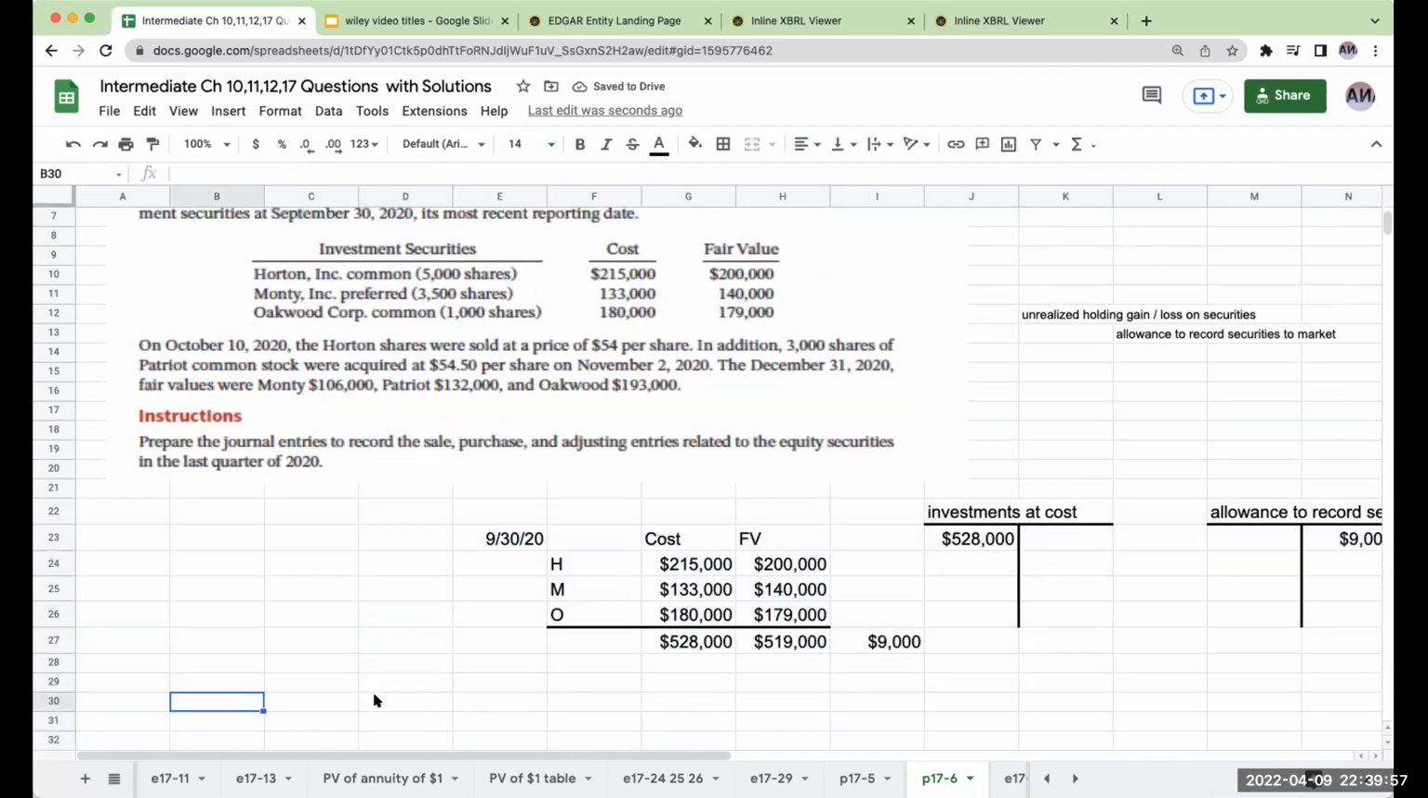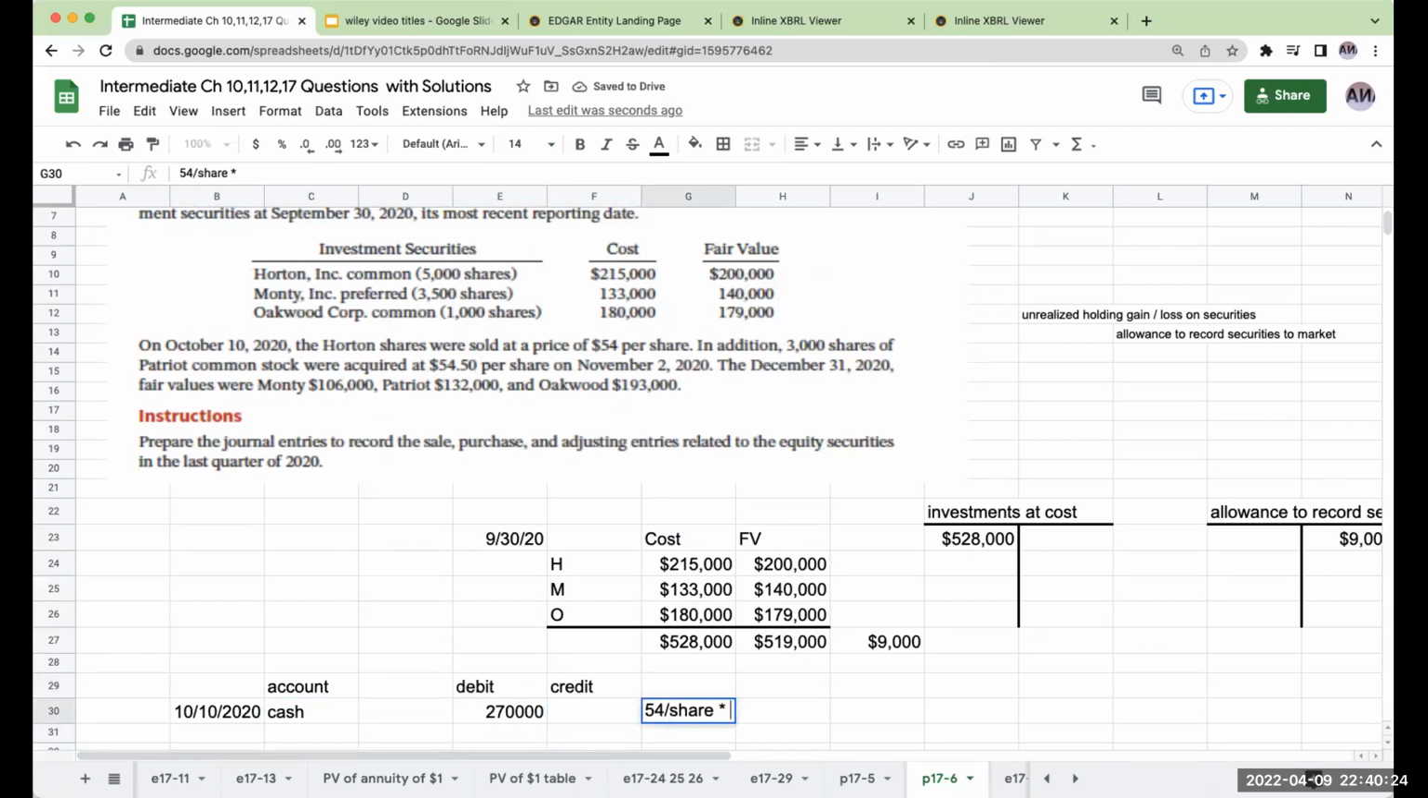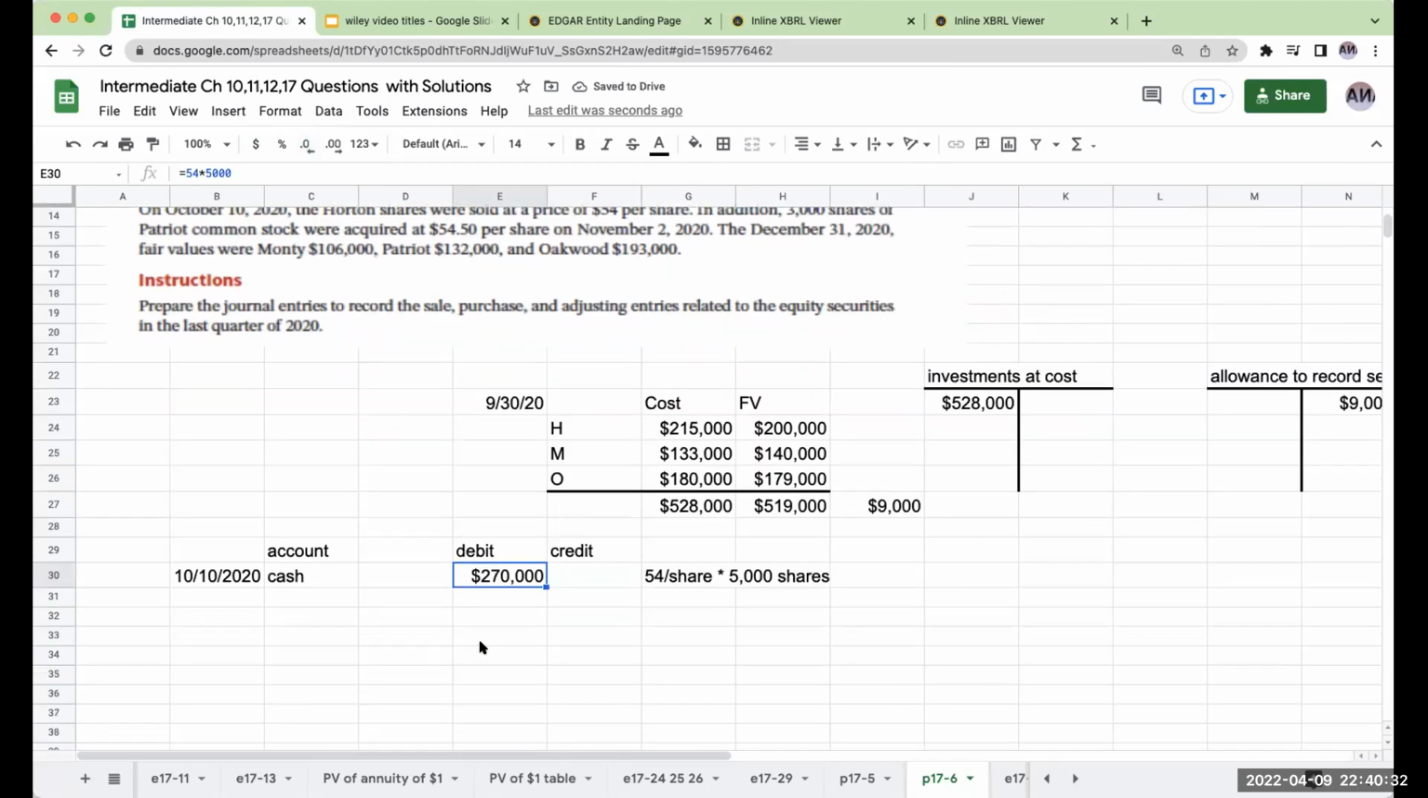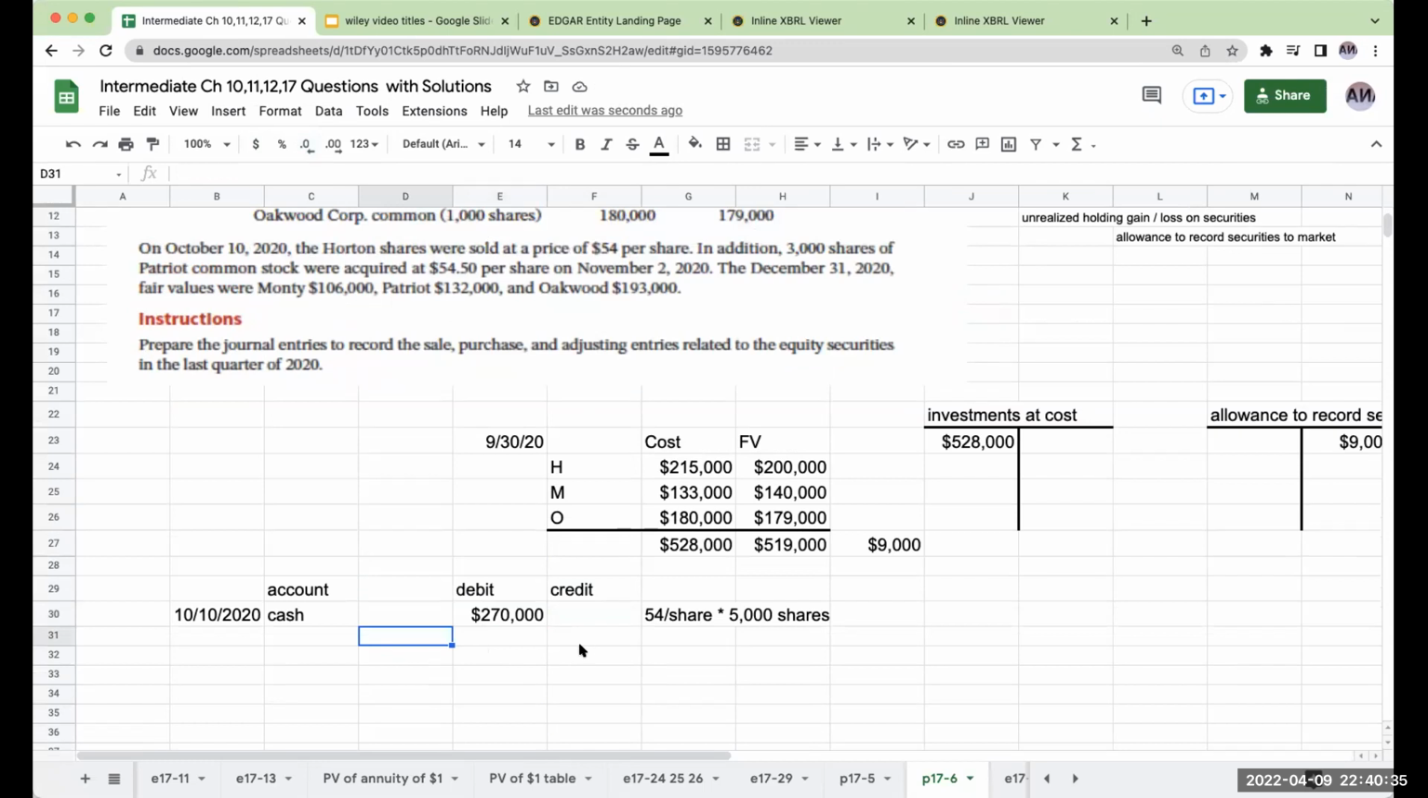Now, on October 10th, the Horton shares were sold at a price of $54 per share. So on 10/10/20, I sold the Horton shares, and so I'm getting cash. The amount of cash I'm going to be receiving is going to be 54 times 5,000 shares, which is a total of 270,000. Now, what was my cost of Horton?